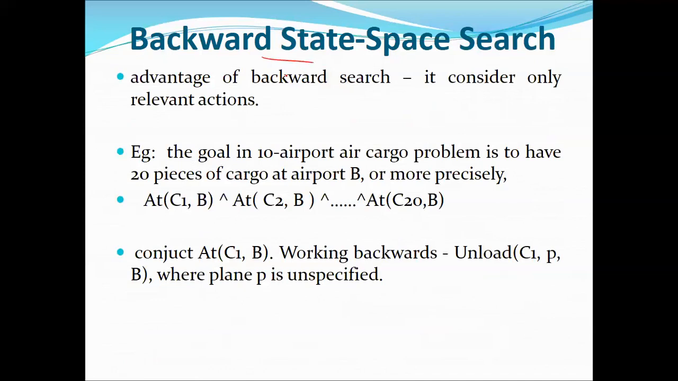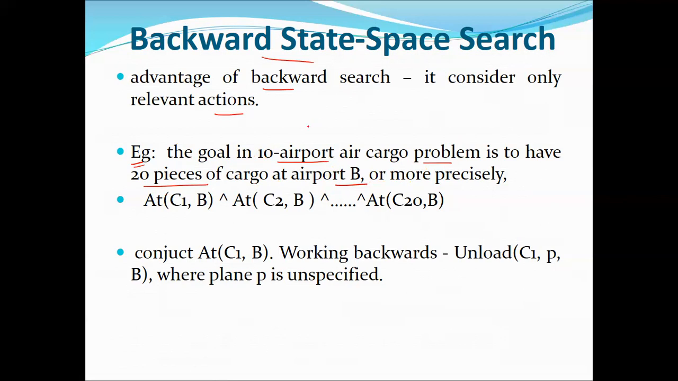Hence, mostly we'll be using backward state space search. In backward state space search, we start with the goal state and we travel in the backward direction. Say for example, let us take this problem. The goal in a 10 airport air cargo problem is to have 20 pieces of cargo at airport B. So this is the goal.